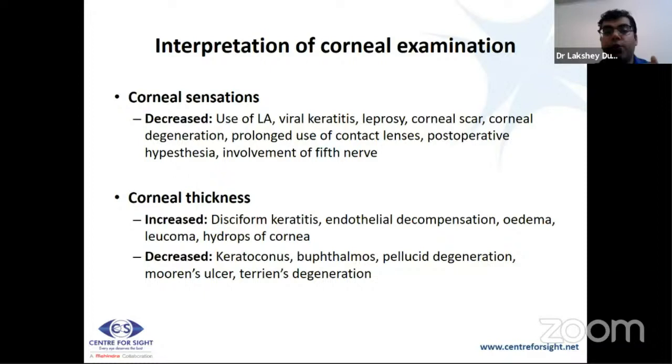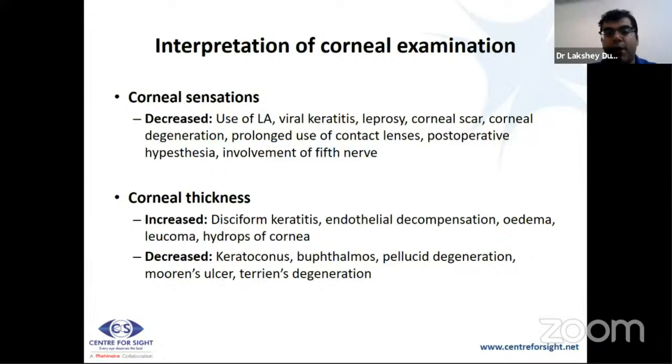So if sensations are increased, there can be postoperative hyperesthesia. This is also important when we do a limbal incision or in keratoplasties or when we raise a LASIK flap, we are cutting the subepithelial plexus of nerves. So this causes post-operative hyperesthesia. It takes normally 4 to 6 weeks for those nerves to regenerate.